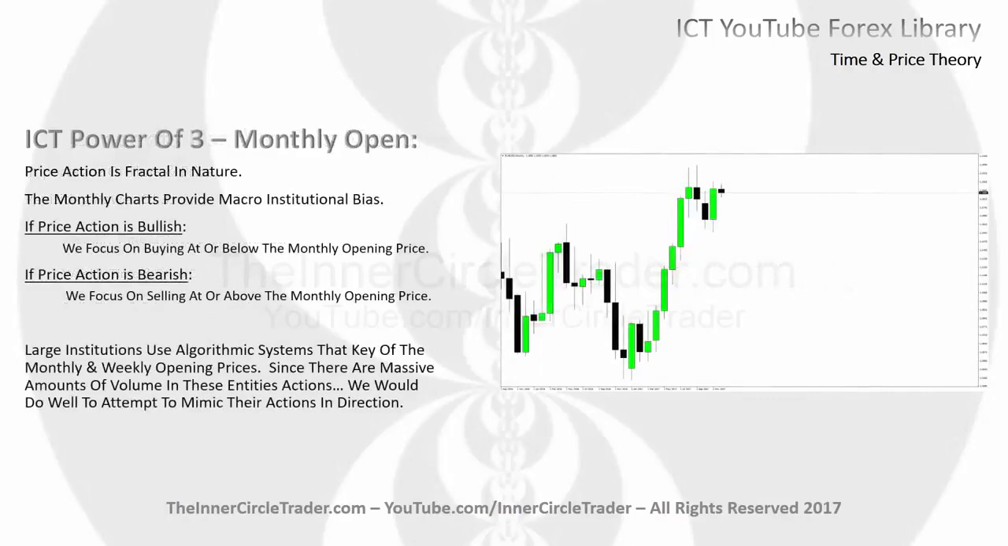Okay, ICT Power 3 and the monthly open. Now, price action is fractal in nature. That means everything that you can see in terms of a price pattern on a 1-minute chart, on a 5-minute chart, can be seen on a monthly chart or weekly, any time frame, any interval of time measurement that plots price. The fact that we can see a pattern on any specific time frame, price action has a generic characteristic to it, so whatever we see on one time frame could be easily replicated and seen on a lower time frame or a higher time frame.